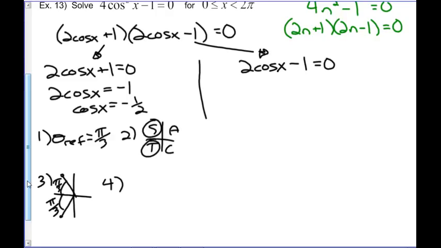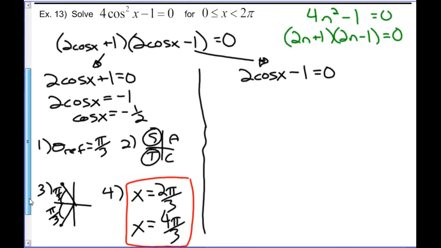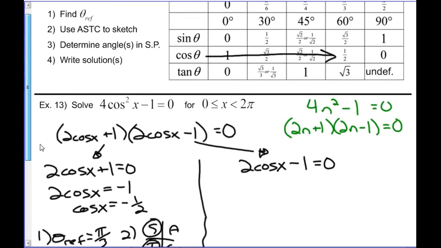Okay, and that first one would be like pi minus pi over 3. It's a little less than 180, which would be 2 pi over 3. And the second one we run into would be more than 180. It would be pi plus pi over 3, which is 4 pi over 3. Okay, there are the solutions to one of these elementary equations. And they're definitely going to be solutions to the whole thing. But there may be more. So let's do the other side.